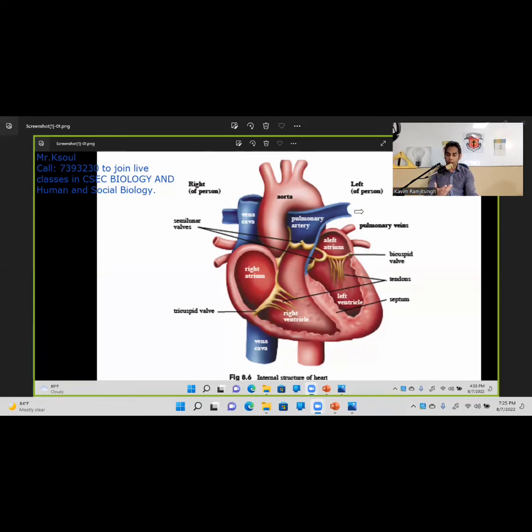It goes back from the lungs by the pulmonary vein into the left atrium, left ventricle, and then it goes through the aorta to the upper body, the head, and the lower body. Right? So we're going to look at a diagram that has the arrows of how the blood flows.